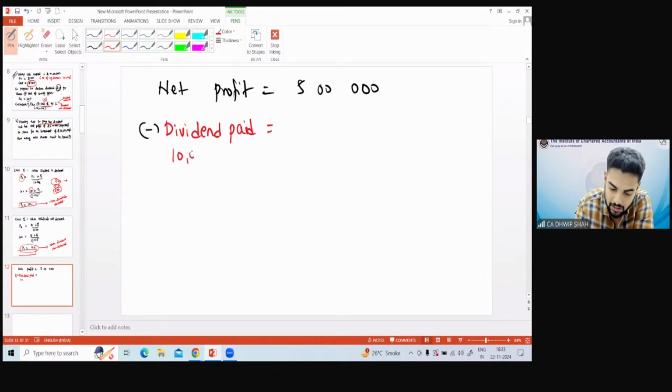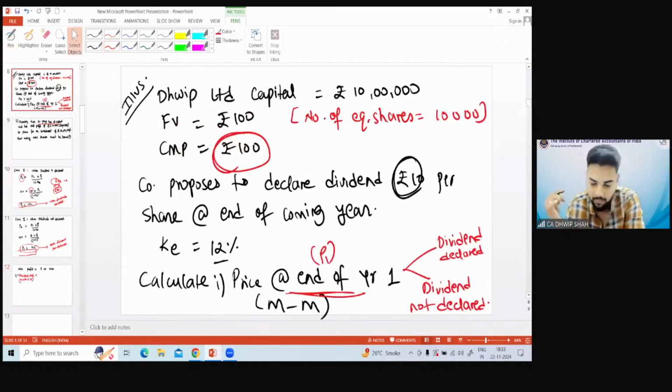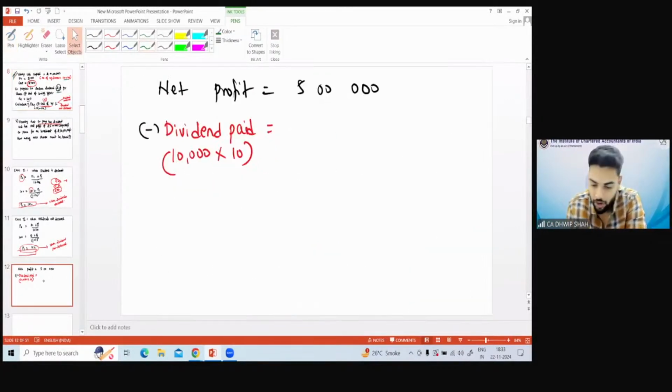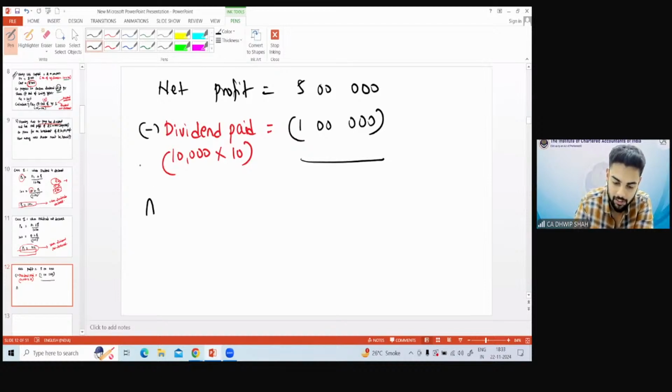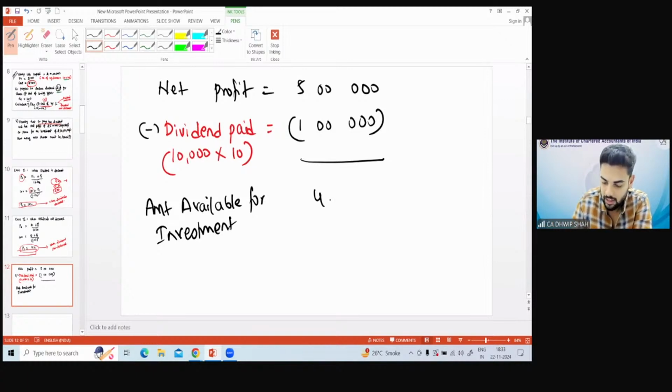Can I say 10,000 is the number of equity shares and the company pays dividend of 10 per share? Can you see the question? 10,000 is the number of equity shares. 10 is the dividend per share. So from this 5 lakh, first 1 lakh would be paid off as a dividend. So the amount available for investment would only be 4 lakhs, not 5 lakhs. Is this point clear to all?